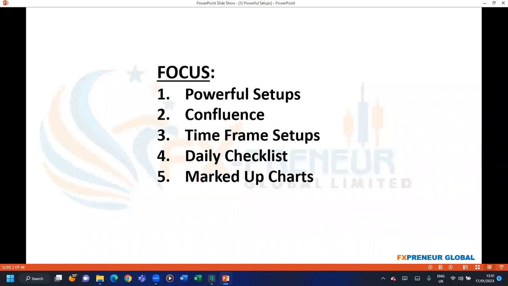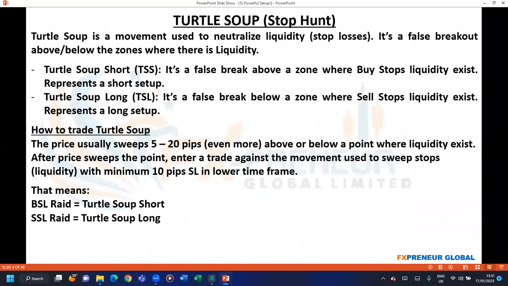From the beginning of this series, we've been going through different strategies when it comes to smart money trading. And today, our focus will be on powerful setups, confluence, time frame setups, daily checklists, marked up charts. Now, one of the setups we are going to be looking at today is a turtle soup.